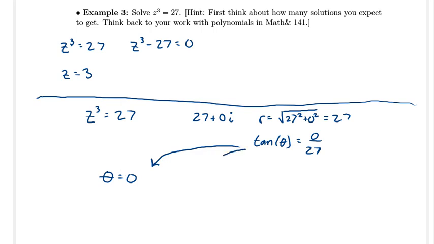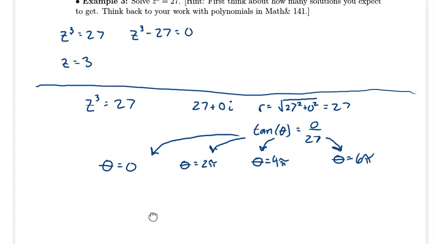We could also say theta is equal to 2 pi, because that would be the same exact location on the circle. We could also say theta equals 4 pi. And let's go one more: let's say theta equals 6 pi. So any of those angles would give me the number 27 if I plug them into that polar form formula.